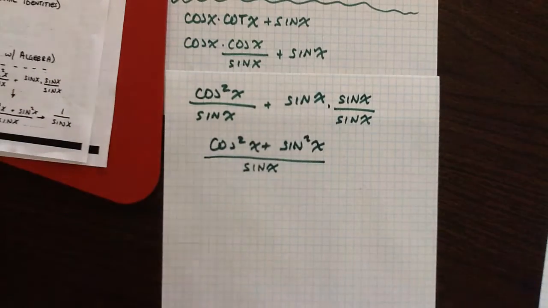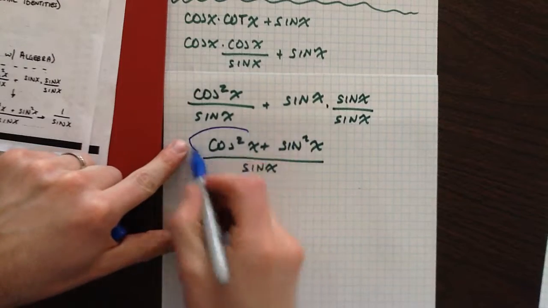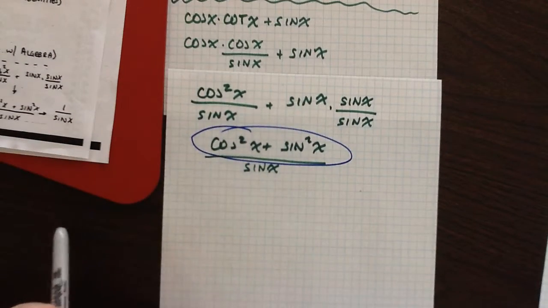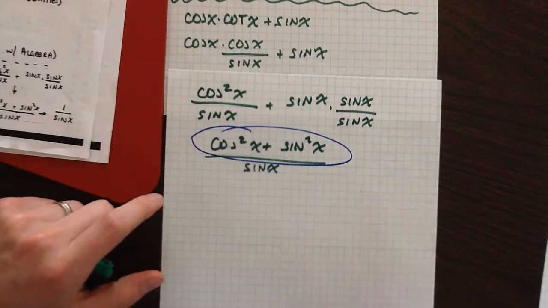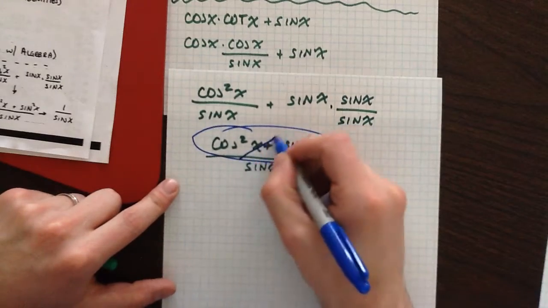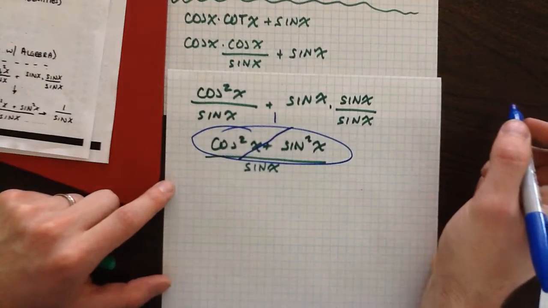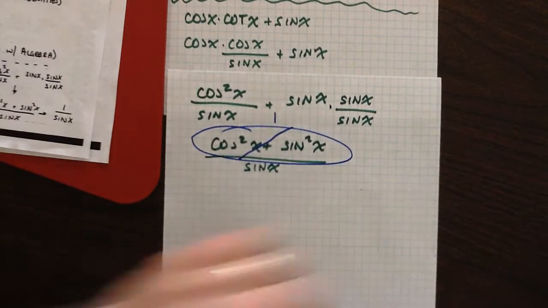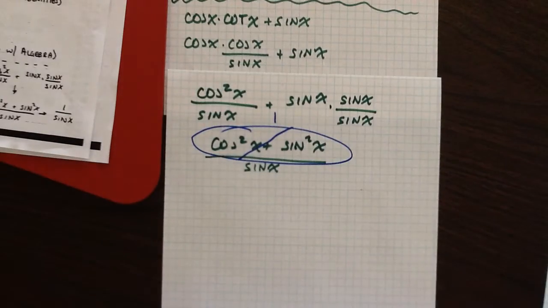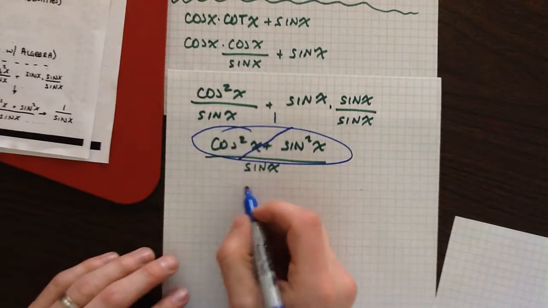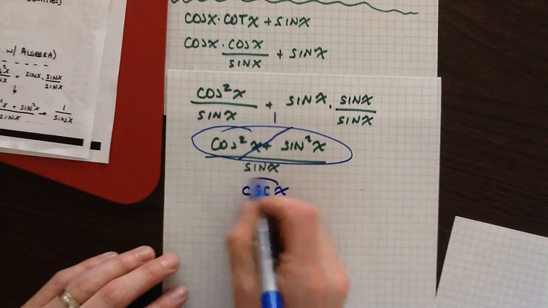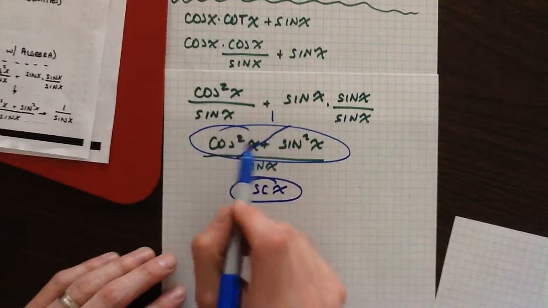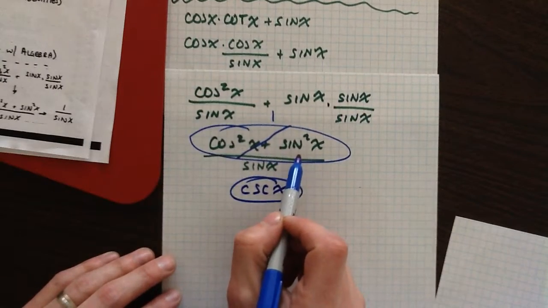Here's what I like. Look at that. We've got cosine squared plus sine squared. Do we know what that is? That's just 1. It's 1 over sine, which is just cosecant. Wait, what? But it depends upon this, cosine squared plus sine squared.